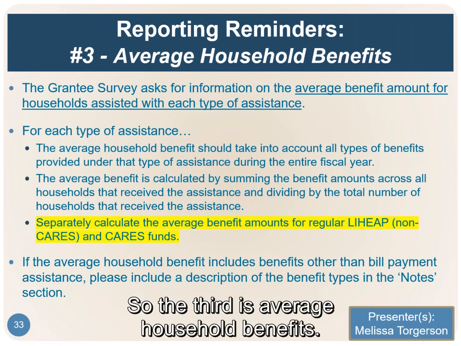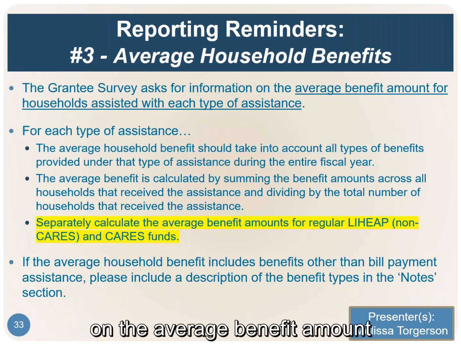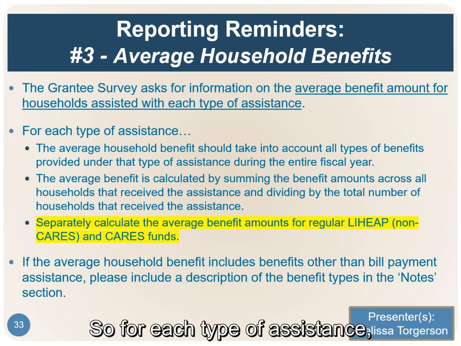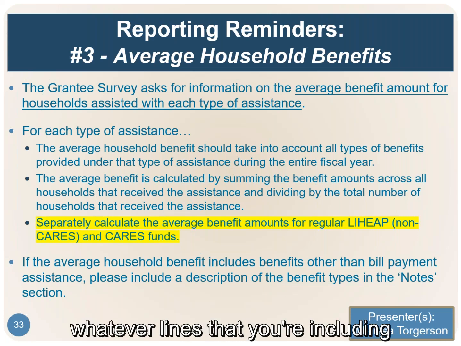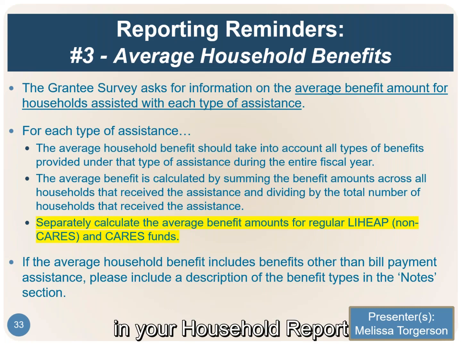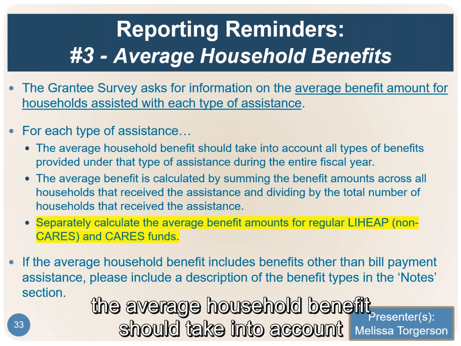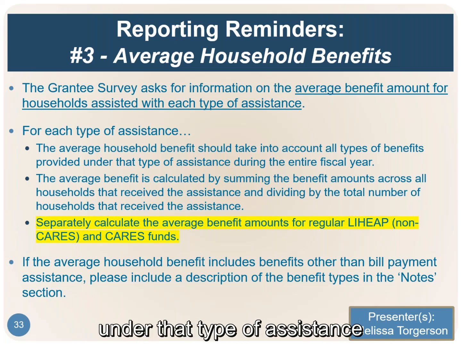So the third is average household benefits. The grantee survey asks you for information on the average benefit amount for households assisted with each type of assistance. For each type of assistance, that means heating, cooling, winter crisis, whatever lines you're including in your household report that you're also including in your grantee survey, the average household benefit should take into account all types of benefits provided under that type of assistance during the entire fiscal year.